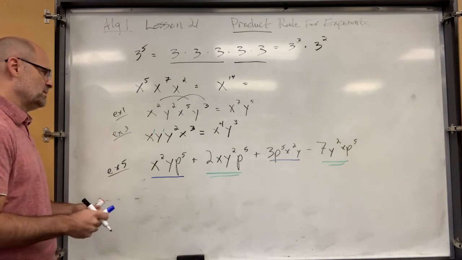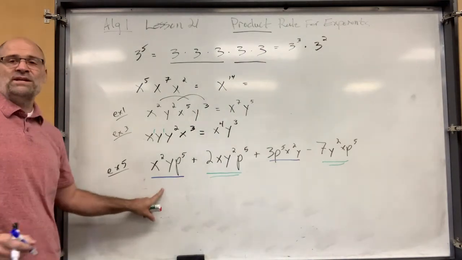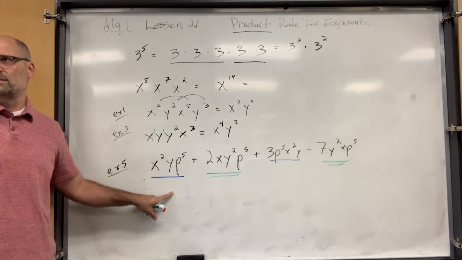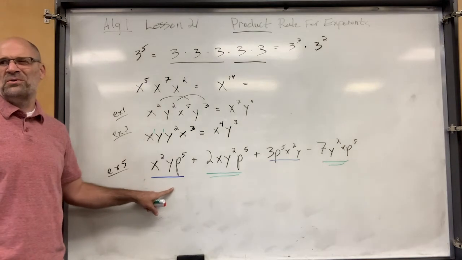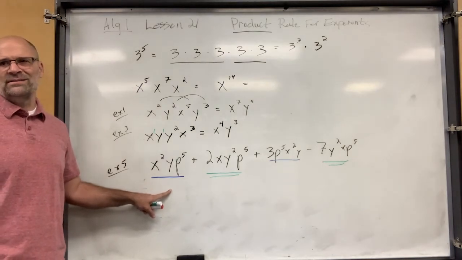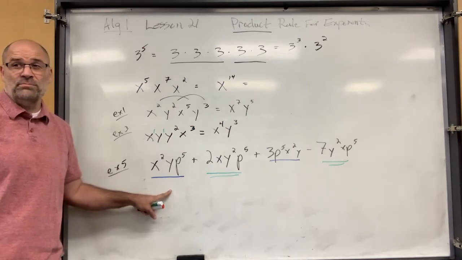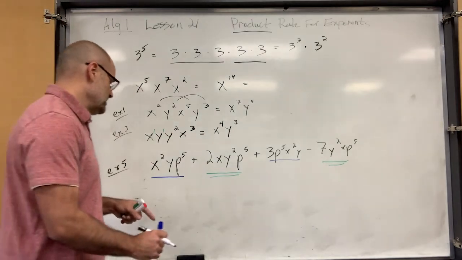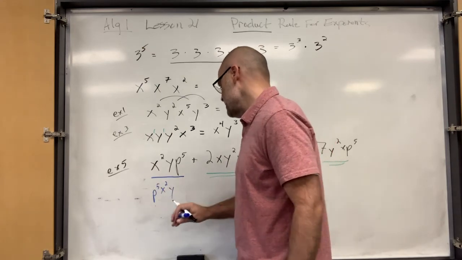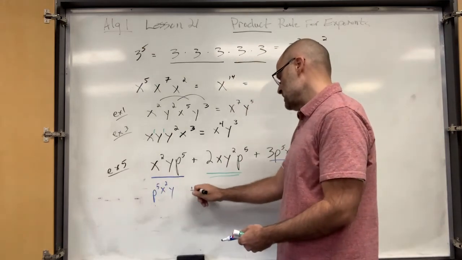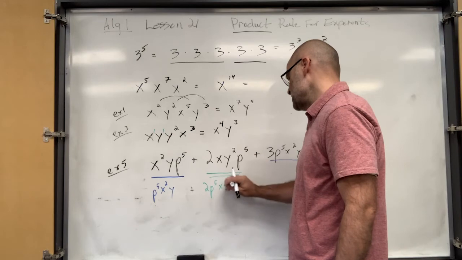Okay, so where are we at? Here's what might be helpful. Since multiplication is commutative, oh my gosh, I can't think of this word. It means it doesn't matter what order we do it in. So I like to alphabetize. If I've got a bunch of letters being multiplied, I like to alphabetize it. It doesn't matter, right? Because it's commutative. So I'm gonna rewrite it like this. P to the 5th x squared y plus, this one is 2p to the 5th xy squared.